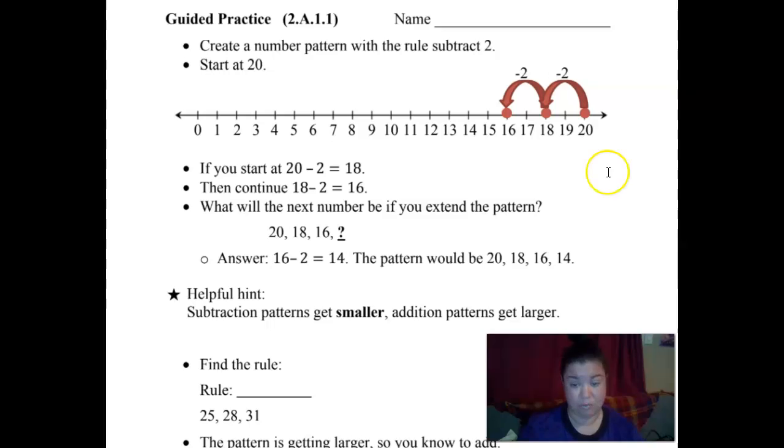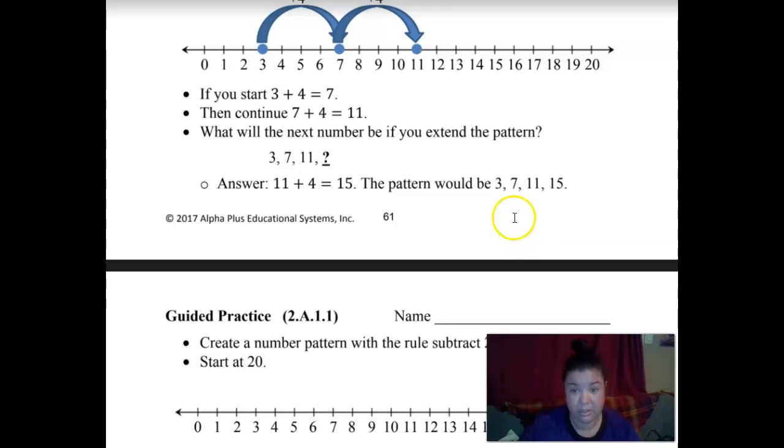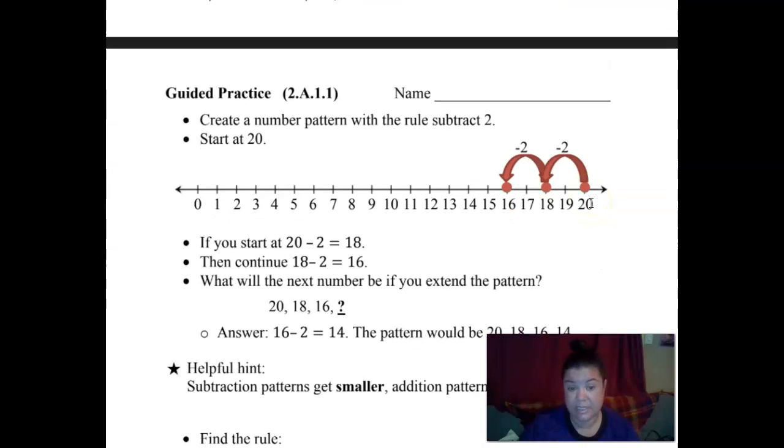All right. So remember, if our pattern is subtracting, then our number's getting smaller. And if we're adding, our number pattern is getting bigger. So see, we went from the big old 20 down, down, down, all the way to 14. And when we were doing the addition one, it started with this little number 3 and went up, up, up, all the way to 15. So keep that in mind. That's how you can check your work. Like, am I adding? I need to make sure my pattern's getting bigger. Am I subtracting? I need to make sure my pattern's getting smaller. Okay?